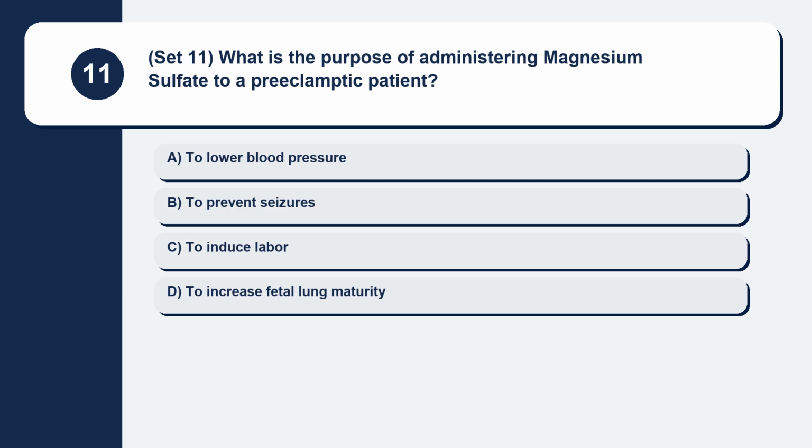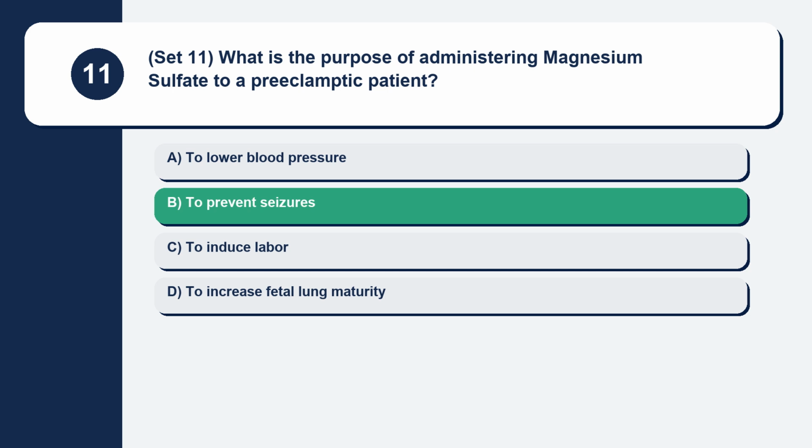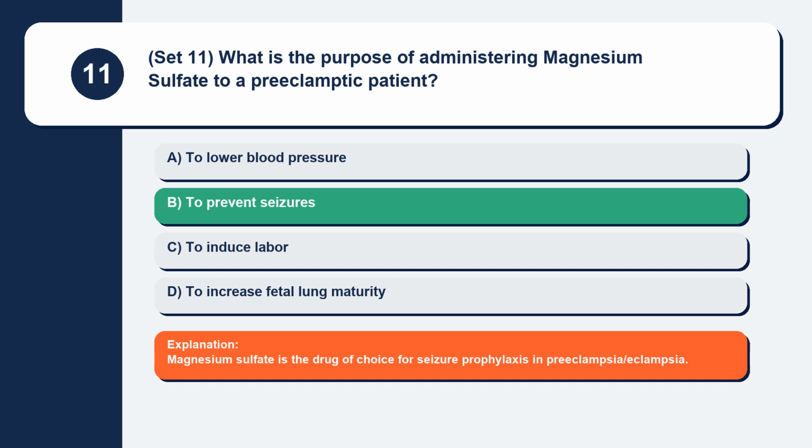Question 11. Set 11. What is the purpose of administering magnesium sulfate to a preeclamptic patient? To lower blood pressure, to prevent seizures, to induce labor, to increase fetal lung maturity. Magnesium sulfate is the drug of choice for seizure prophylaxis in preeclampsia/eclampsia.